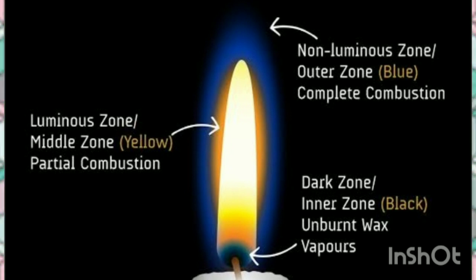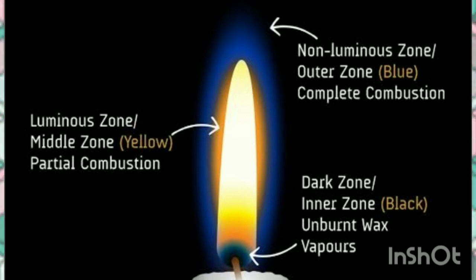The second zone is the middle zone. It is yellow in color and it is less hot than the outer zone. Here the yellow color is due to the incomplete combustion of wax vapors. The third zone is the inner zone, and it is black in color. It is the coolest part of the flame, and in this zone the wax vapors remain unburned. There is no oxygen, that's why it is very dark, and it emits no light. There is no light emitted, that's why it is black in color. So we have seen all the zones of a candle flame.